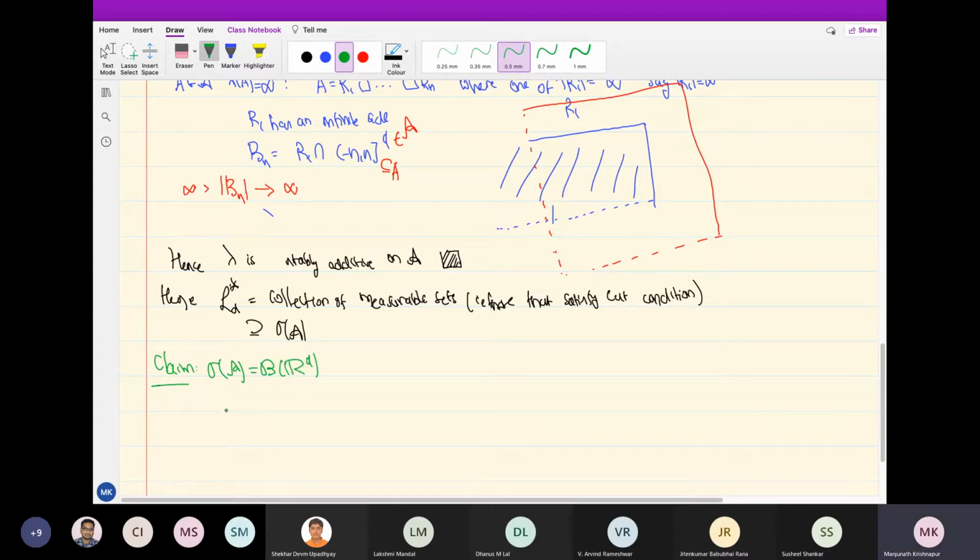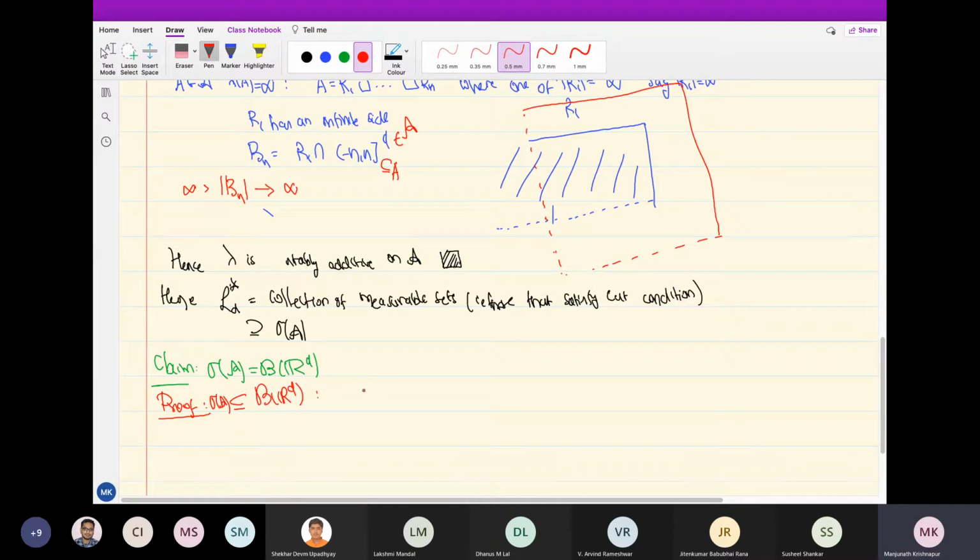So why is that the case? Let's just write out a proof. I can leave this as an exercise, but maybe once in a while it is good to do some things simple but explicit. So one direction we want to claim is clear. That is, sigma of A is contained in the Borel sigma algebra of R^d. Is this clear?